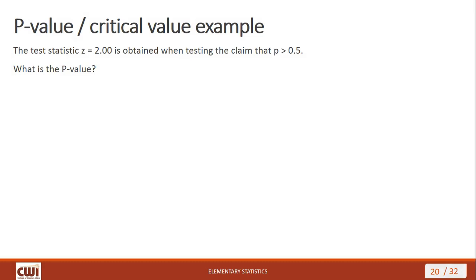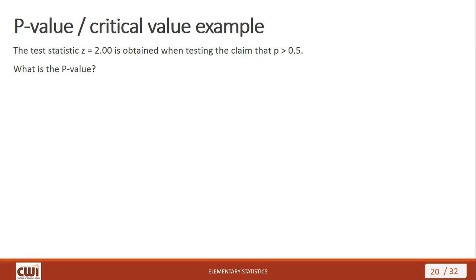Let's look at an example to illustrate. The test statistic z equals 2.00 is obtained when testing the claim that p is greater than 0.5. What is the p-value? Here's an example where we're not given any sort of summary statistics or sample data. So we can't use the hypothesis testing option in StatCrunch to calculate our test statistic or p-value.